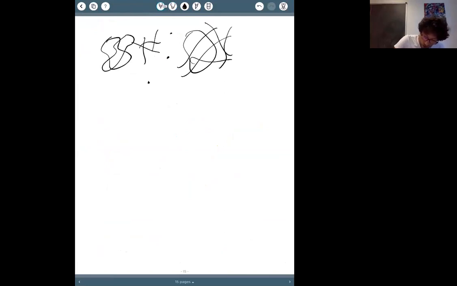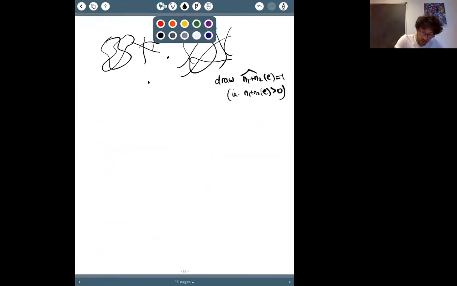So this is a graph I just drew, the N1+N2 of E equal 1, or equivalently, the N1+N2 of E strictly positive. Okay? And the event FB occurs if each cluster intersects an even number of elements in B. Let's say this is B. So this would be a configuration where you have the event FB.